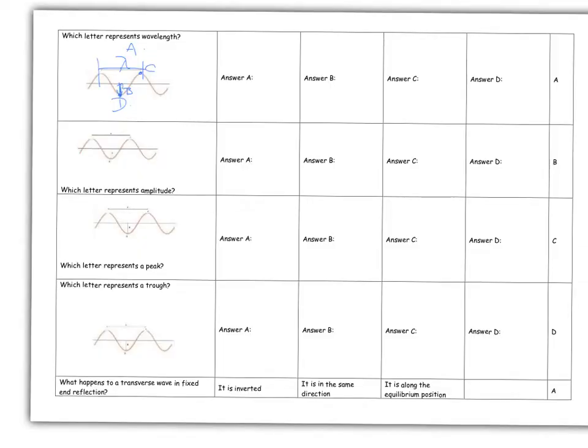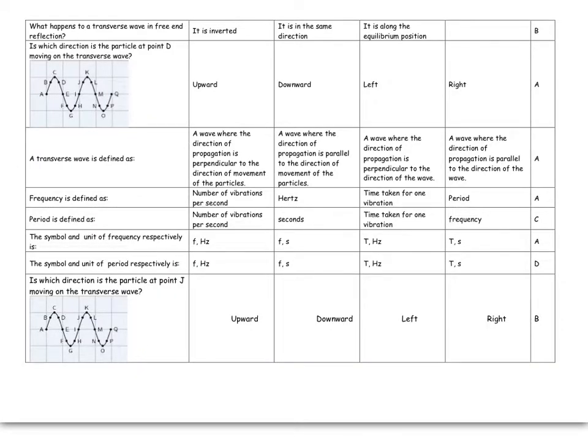Then it asks what happens to a transverse wave in a fixed end reflection. Fixed end reflections are inverted. And what happens in a free end reflection? None of them stay about the equilibrium position. It's in the same direction when it gets reflected. Now, I'm going to come back to the next one at the end.